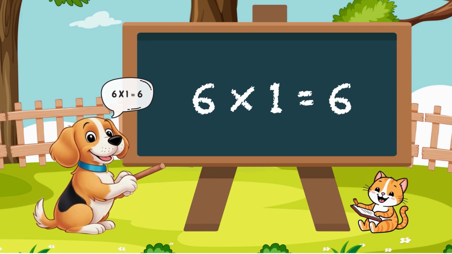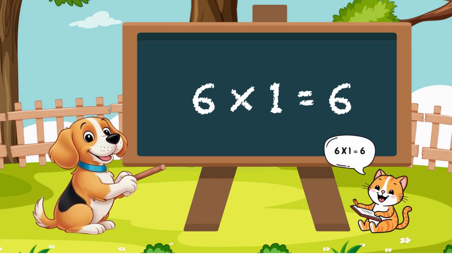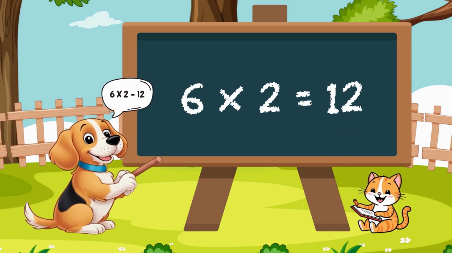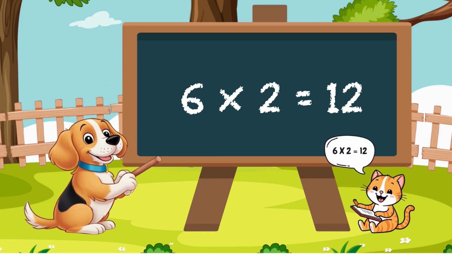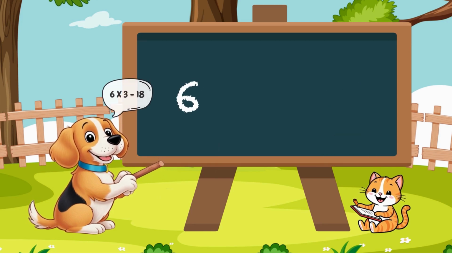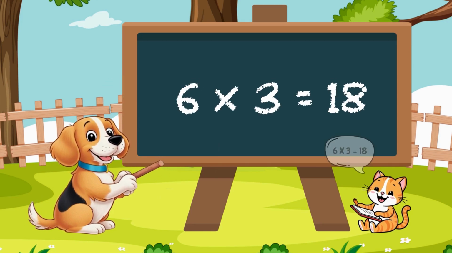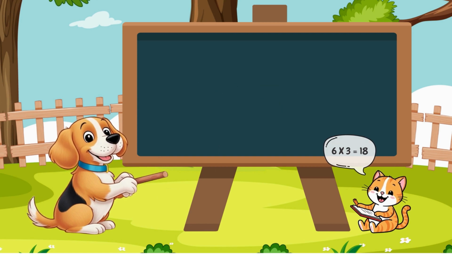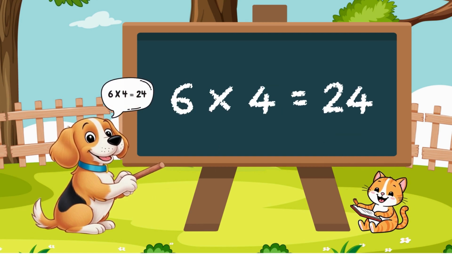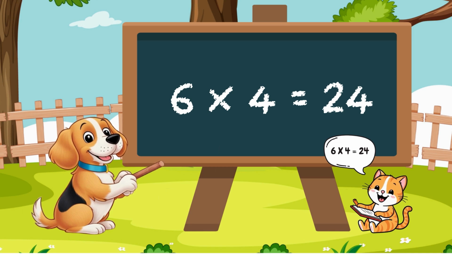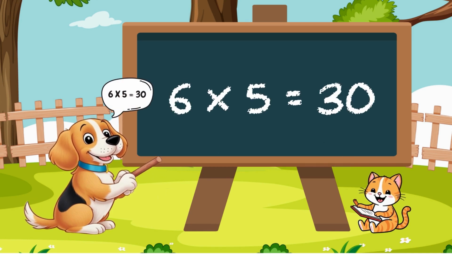One more time. Six ones are six. Six twos are 12. Six threes are 18. Six fours are 24. Six fives are 30.